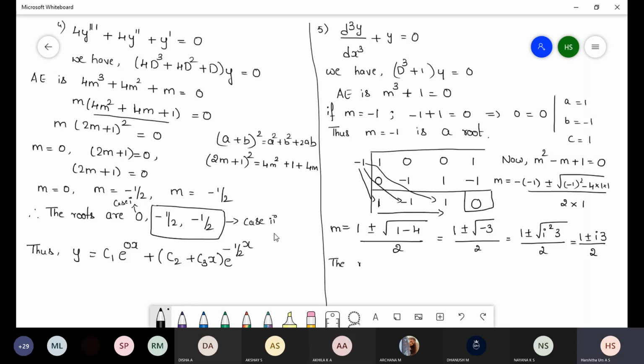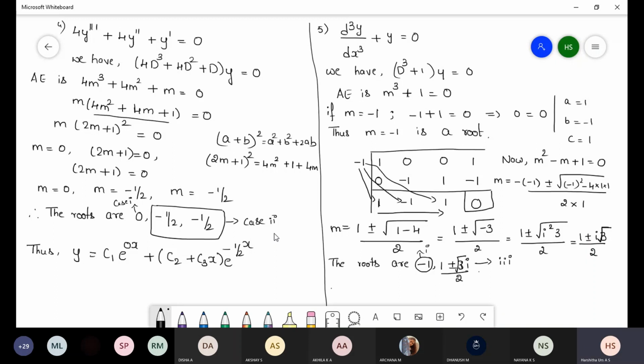Now the roots are: the first root we have got is minus 1. The second one is 1 plus or minus root 3 i divided by 2. This is the root. Wait a minute, here root 3, we have to mention root 3 i. Here i square is i, then root 3 we have to write as it is, divided by 2. This is the case 1 and this is the case 3.